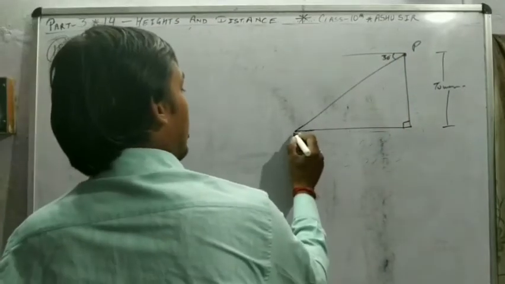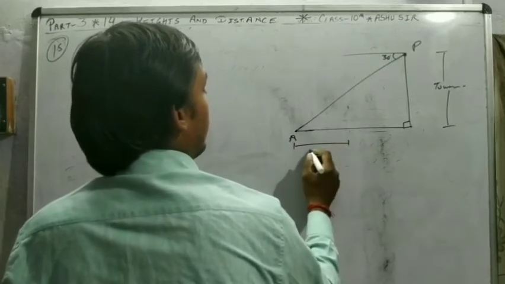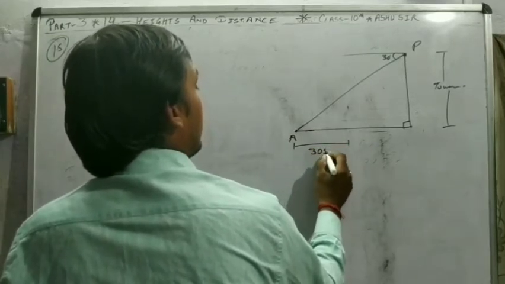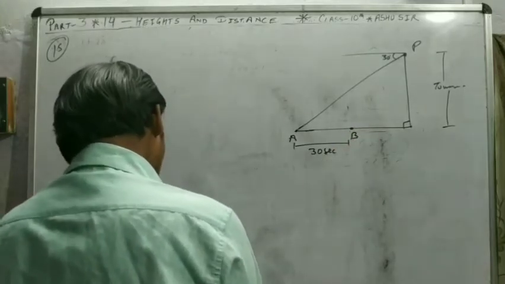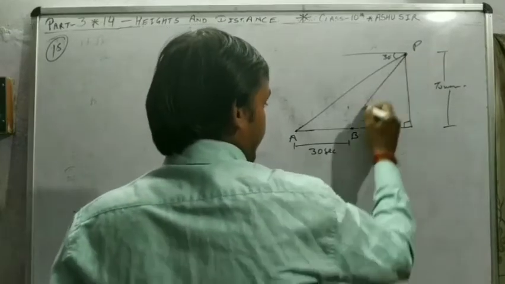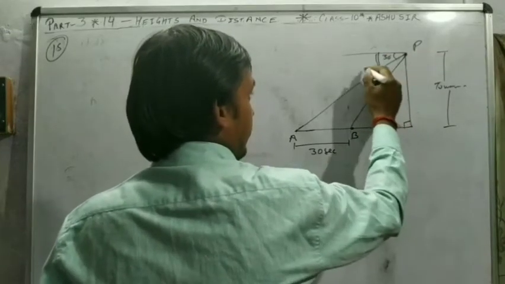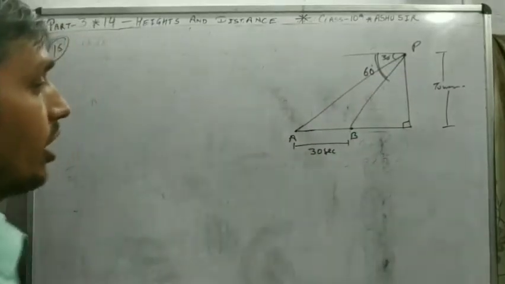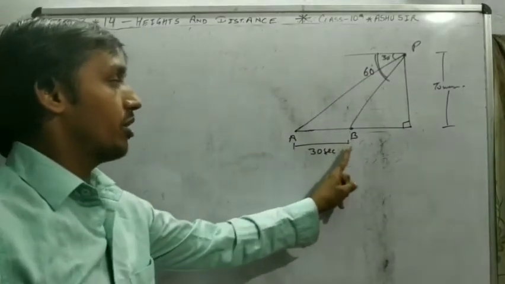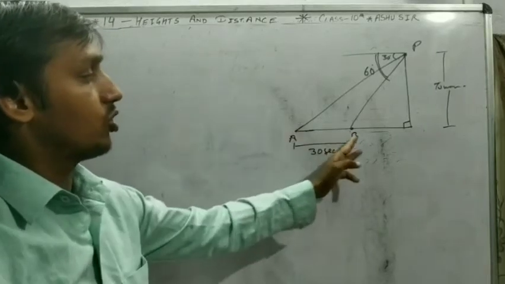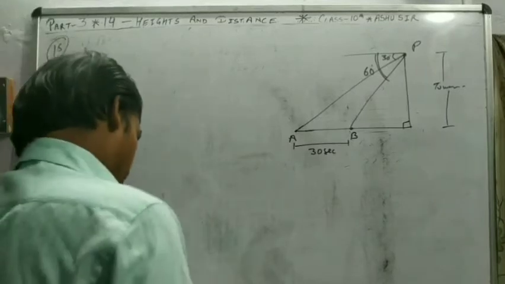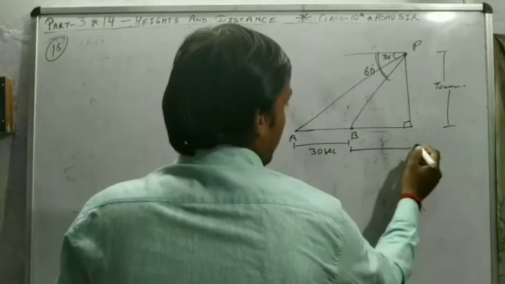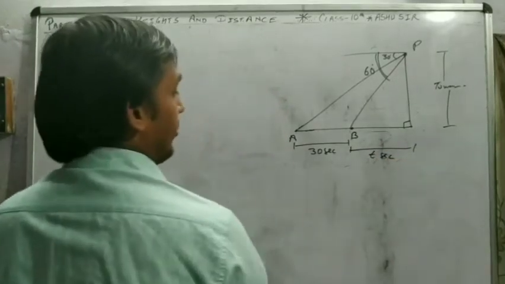After 6 seconds, the car goes from A to B, and the angle of depression changes to 60 degree. Okay. After 6 seconds, the car goes from A to B, so the angle changes from 30 to 60 degree. Find the time taken by the car to reach the foot of the tower from this point. Means from this point, the car is taking t time.